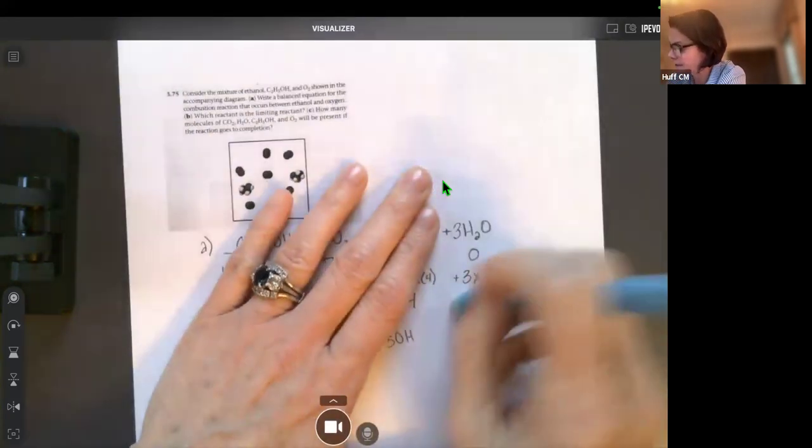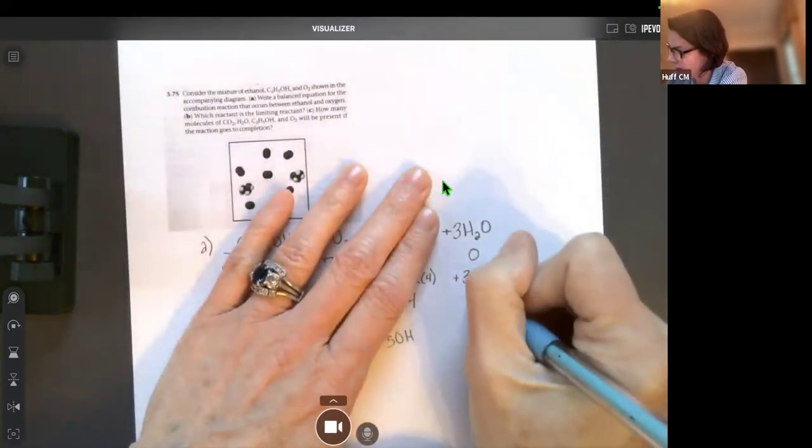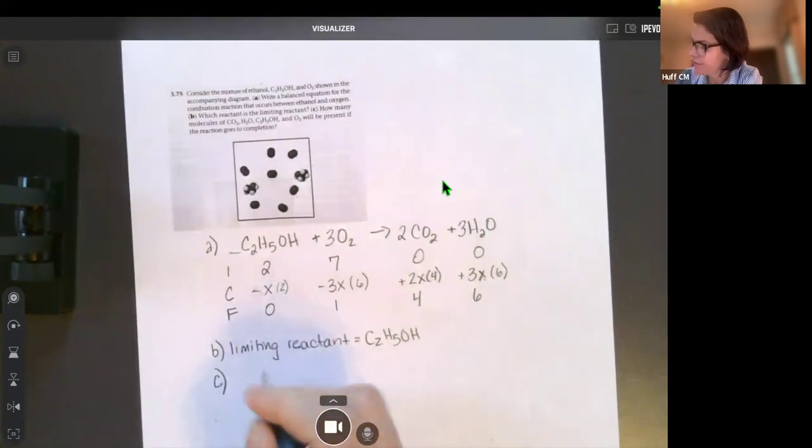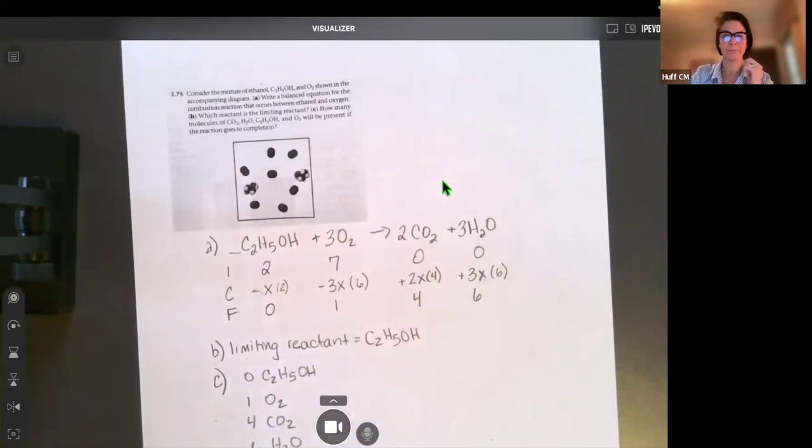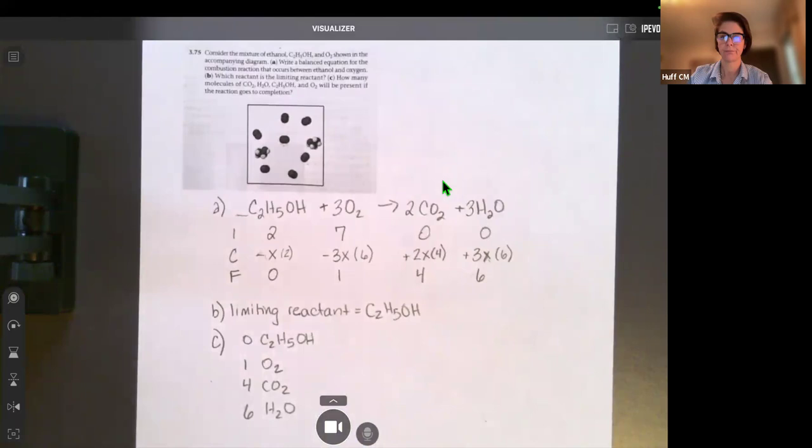I don't need to put plus, this will just be 6. All right, so I'm left with no ethanol molecules, 1 oxygen molecule, 4 carbon dioxide molecules, and 6 water molecules. All right, so that's that problem.